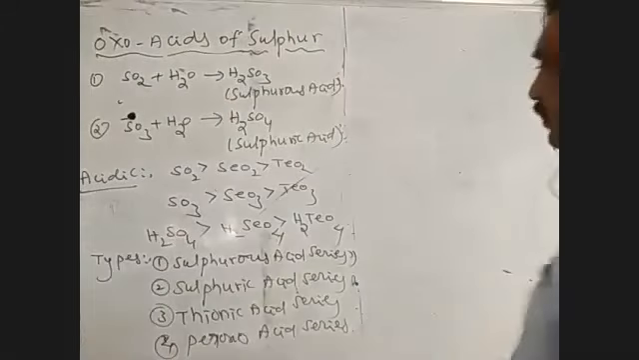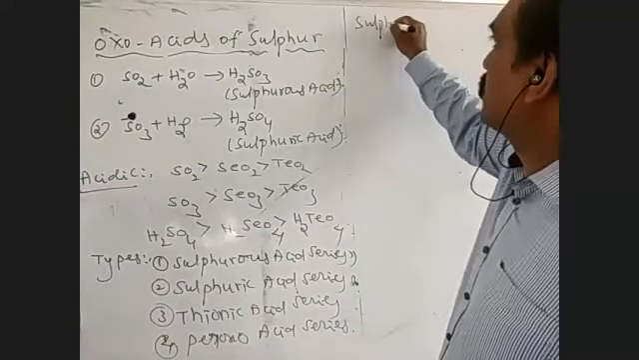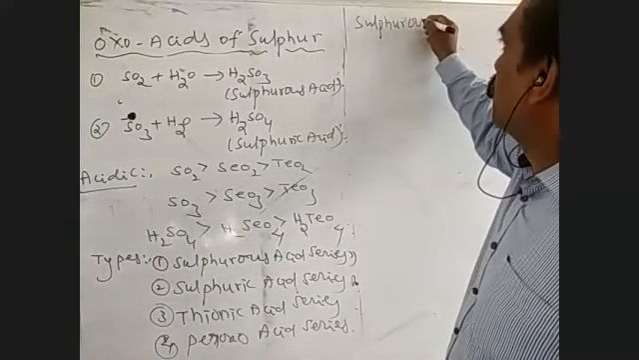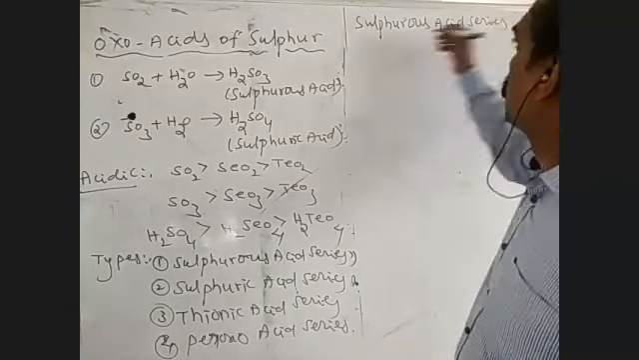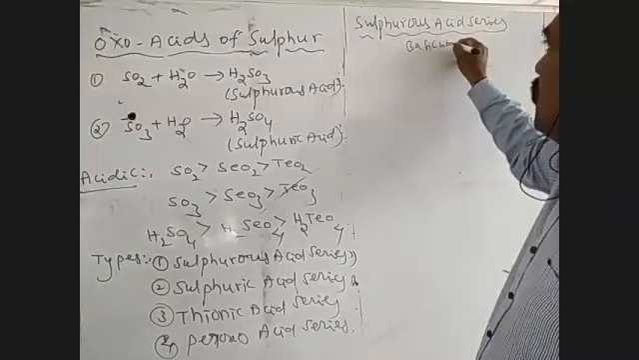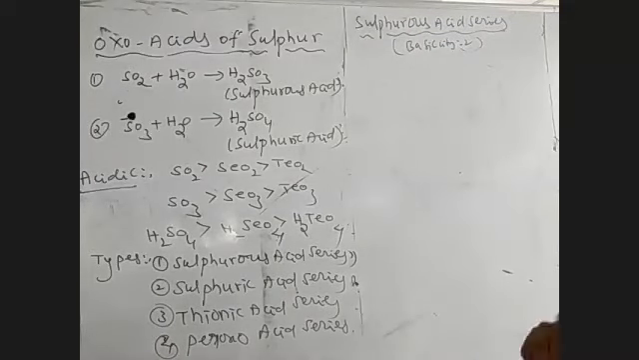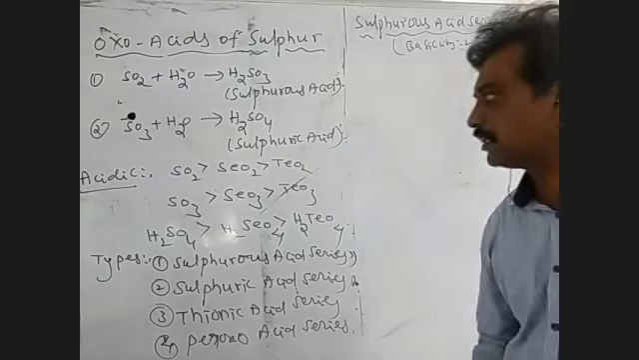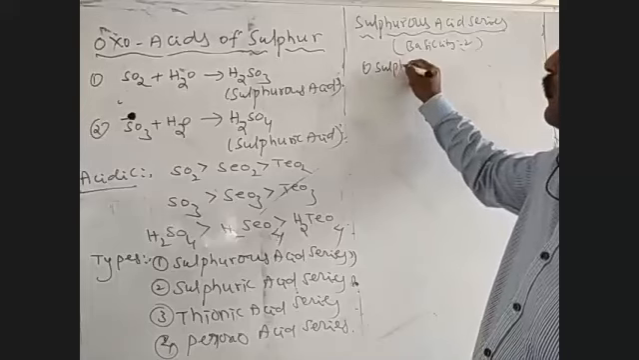First we have to discuss the sulfurous acid series. In the sulfurous acid series, for all these oxo acids of sulfur, basicity is taken as 2. Basicity means it has two replaceable hydrogens, that is, two ionizable hydrogens exist. The first one is called sulfurous acid.